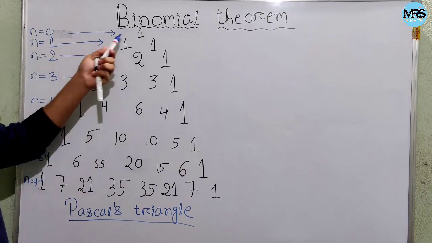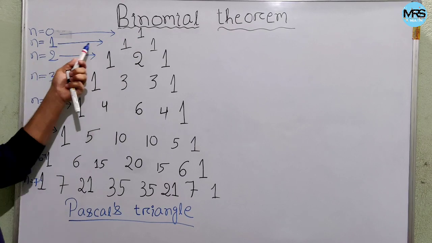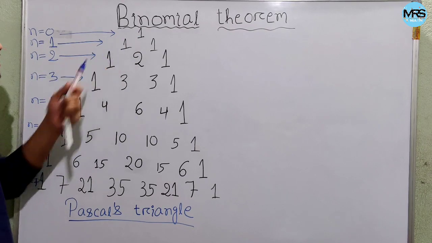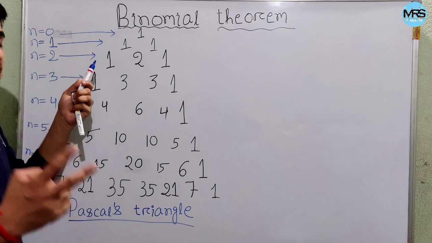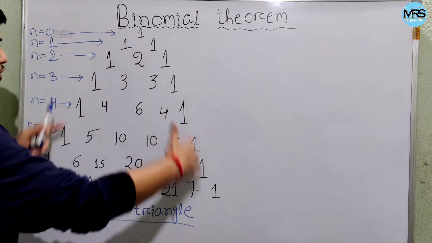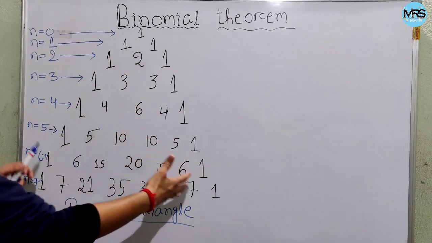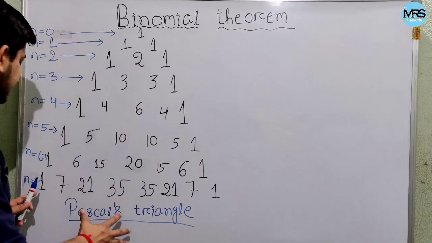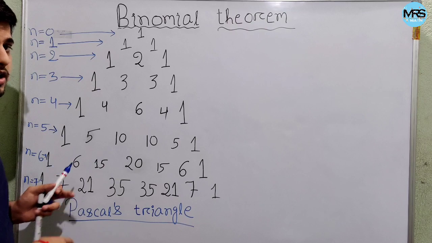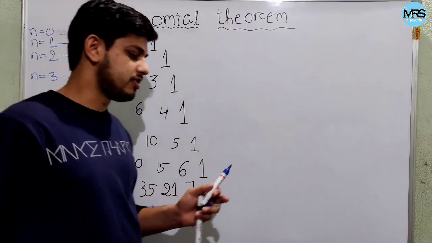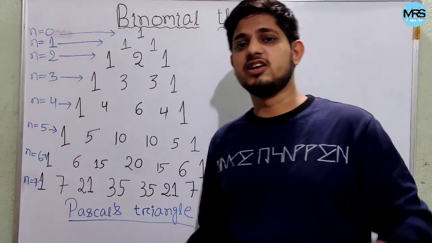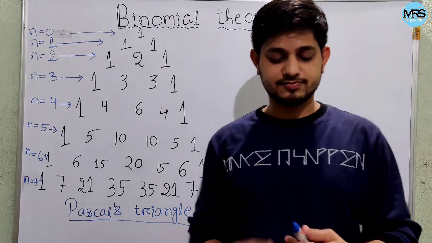For n equal to 0, we get this one. For n equal to 1, that means the second row, I get this. For n equal to 2, that is the third row, we get these terms. Both sides will be 1, and inside you form the terms in this way. I have prepared this Pascal triangle only up to n equal to 7. You can extend it for more rows also.